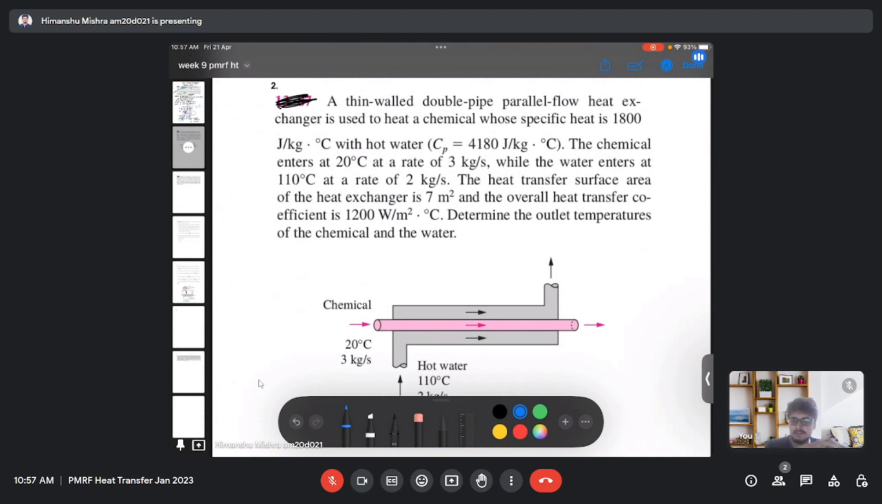The heat transfer surface area is 7 meters square, and the overall heat transfer coefficient is 1200 watt per meter square Celsius. So we need to determine the outlet temperature of the chemical and the water.